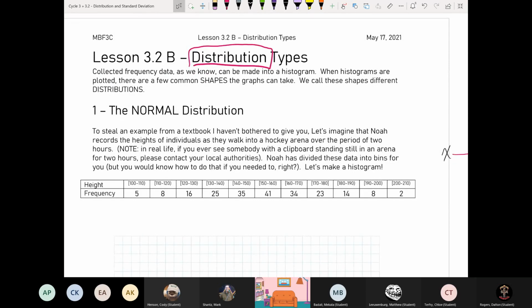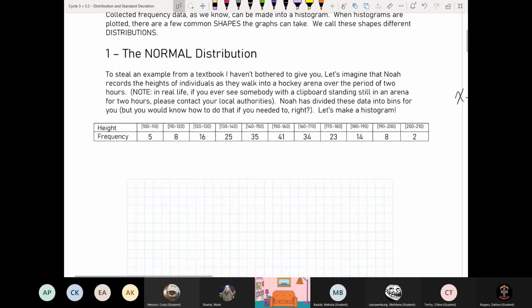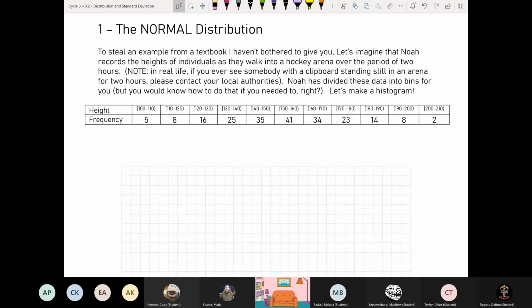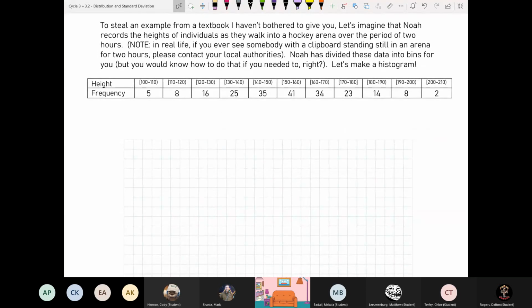So I'm going to steal an example from the textbook that I never gave you. And we're going to imagine that we have a student in the class named Noah, and he records the heights of all the individuals that walk into a hockey arena over a period of 2 hours. So in real life, if you're standing in Welland at the hockey arena and someone is taking heights of everyone walking for 2 hours, you'd probably call the cops. But in this case here, we're going to keep going with it because it's just an example.